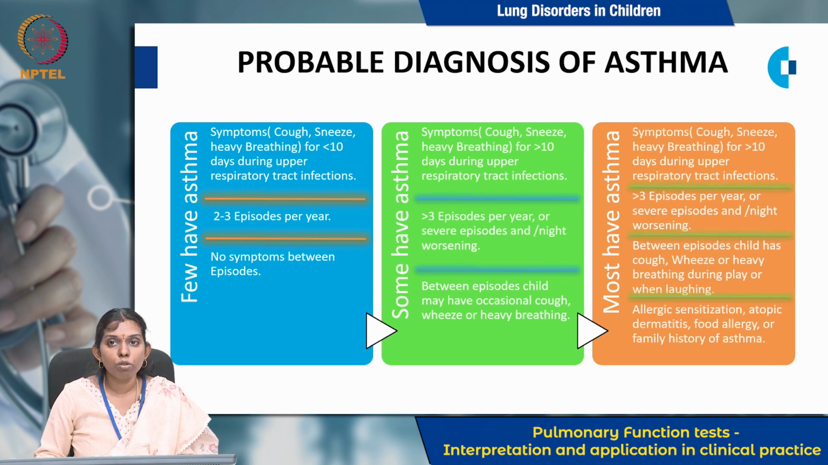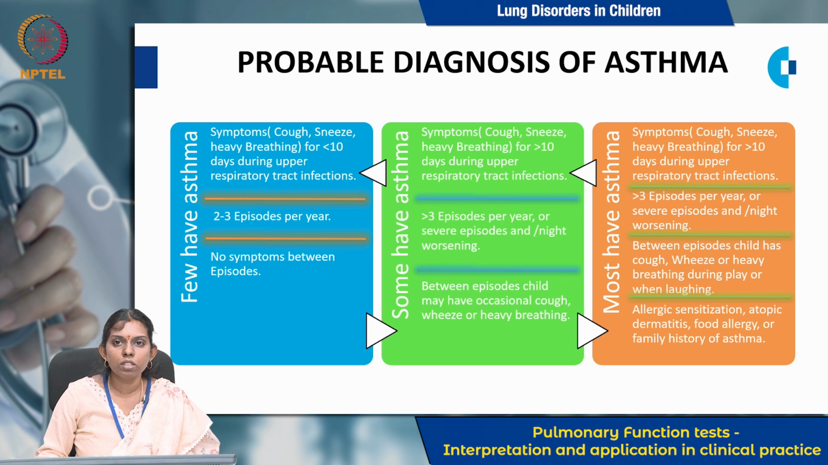Where we term them as most of them have asthma: symptoms of cough, sneezing, heavy breathing for more than 10 days during an upper respiratory infection with more than 3 episodes in a year with severe episodes and night worsening requiring hospitalization, and even in between the episodes the child has difficulty in breathing, coughing, wheezing, and the child has disturbance in the form of not being able to play or not being able to laugh excessively. So these are all the children who might turn to asthma. Even with few they might turn into having asthma, and the vice versa might also occur. From most having asthma they can also become fewer having asthma.